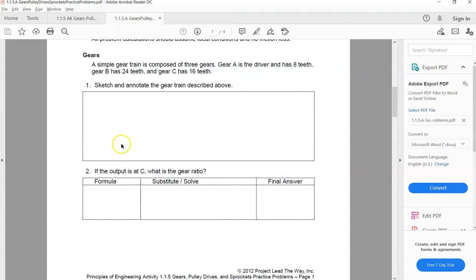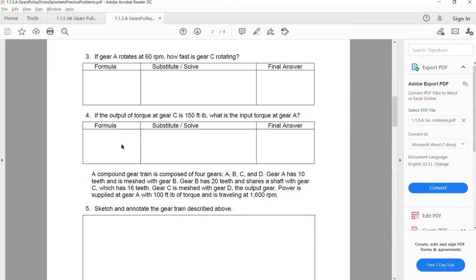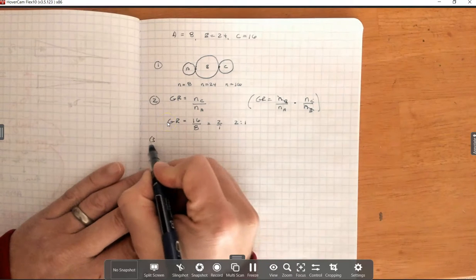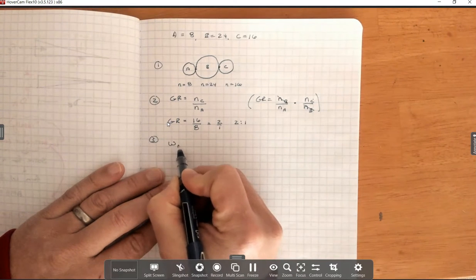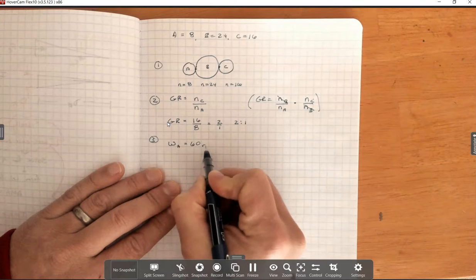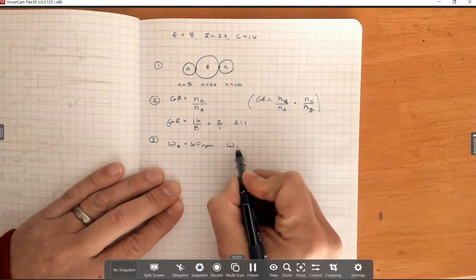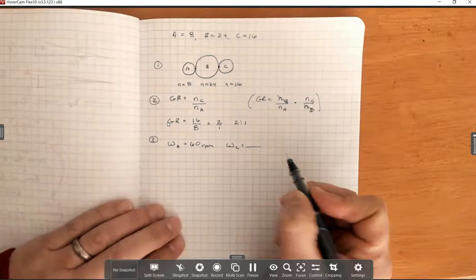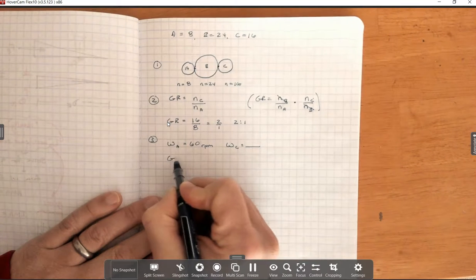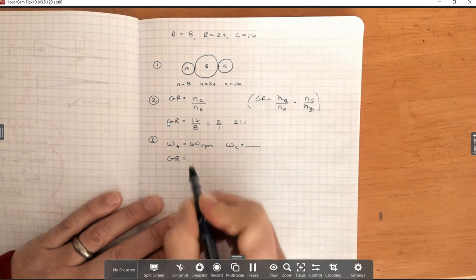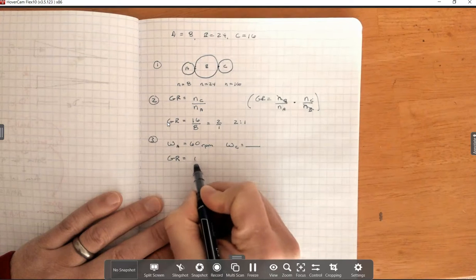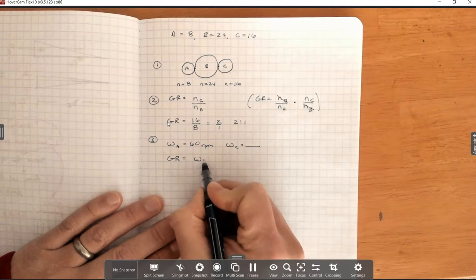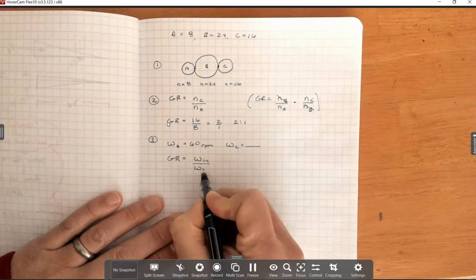All right, moving on. Number 3 says, if gear A rotates at 60 RPMs, how fast is gear C rotating? For number 3, I'm going to write that the angular velocity of A is 60 RPMs, and they're asking us to find the angular velocity of C. What you need to know is that the gear ratio is equal to the ratio of the angular velocities, with the input over the output.